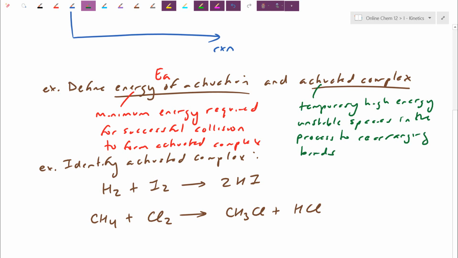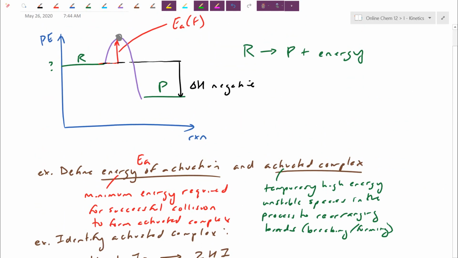So all the particles are present. I'm hoping all the particles are close by the ones that they want. Basically, that means some bonds are breaking while others are starting to form. Right? So those are just two definitions there. Definitely, as I alluded to here, make sure you can label these arrows.